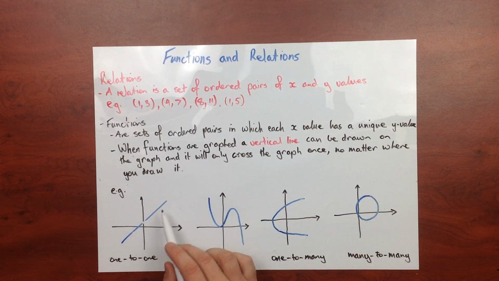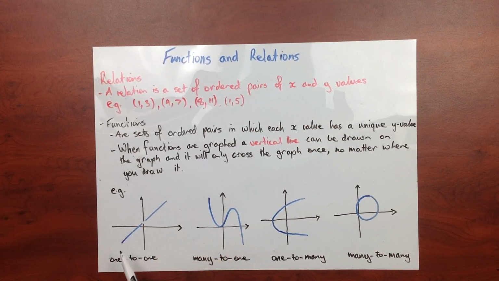So this means here, for this one, for each individual x value, we get a corresponding y value. Okay, here we can get multiple x values giving the same y value. So this x value would give this y value, this x value would give this same y value, and this x value would give this same y value. Okay, that's why it's many x to one y.